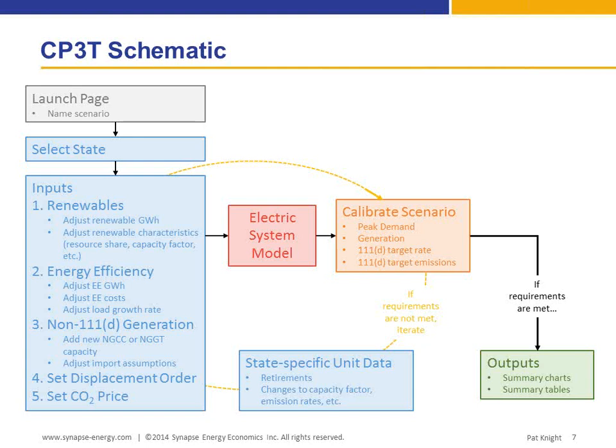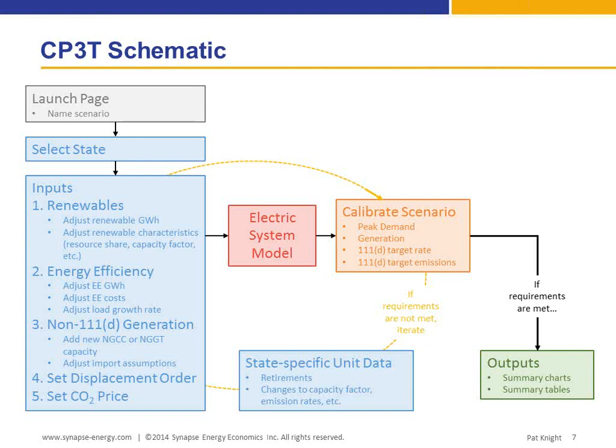You can make changes to the projected load growth for your scenario. You can then make edits to non-111D generation, so that's new NGCCs or NGGT capacity, and you can play around with the import and export assumptions. Finally, after that, you can make changes to the displacement order and the CO2 price.